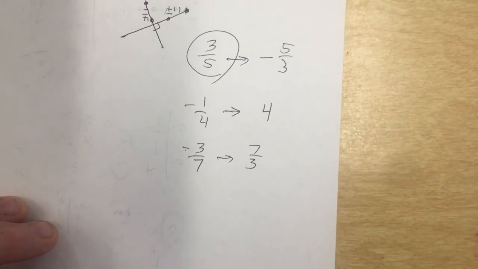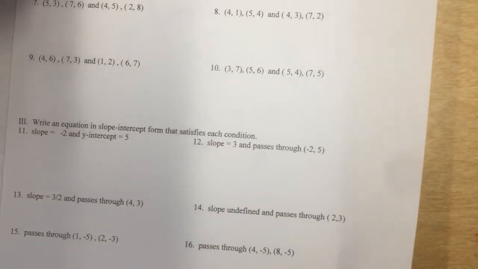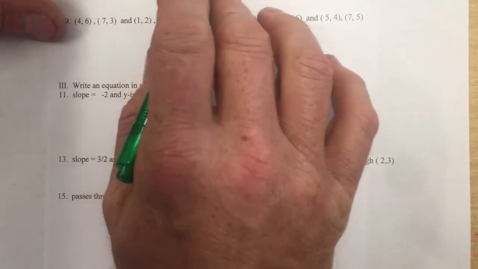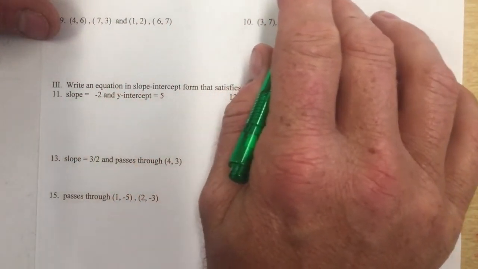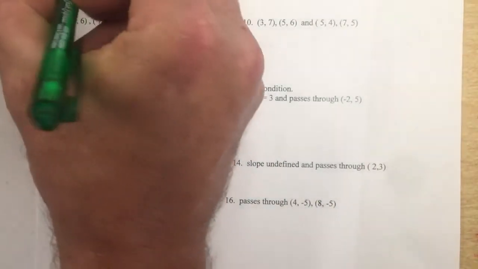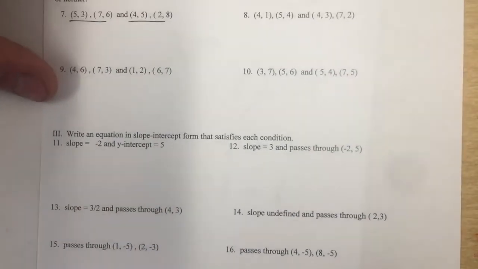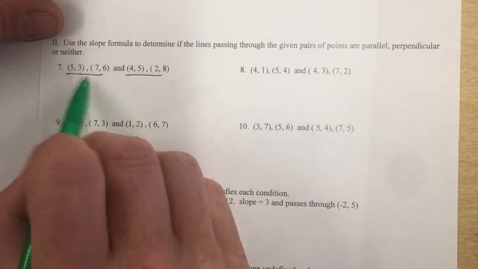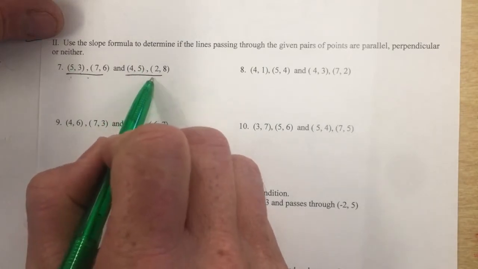All right. So we have this assignment here we're working on, and it says use the slope formula to determine if the lines passing through the given pairs of points are parallel, perpendicular, or neither. So you're going to find the slope of these two. You're going to find the slope of those two, and you're going to compare them. Find the slope of these, find the slope of those, and compare them.